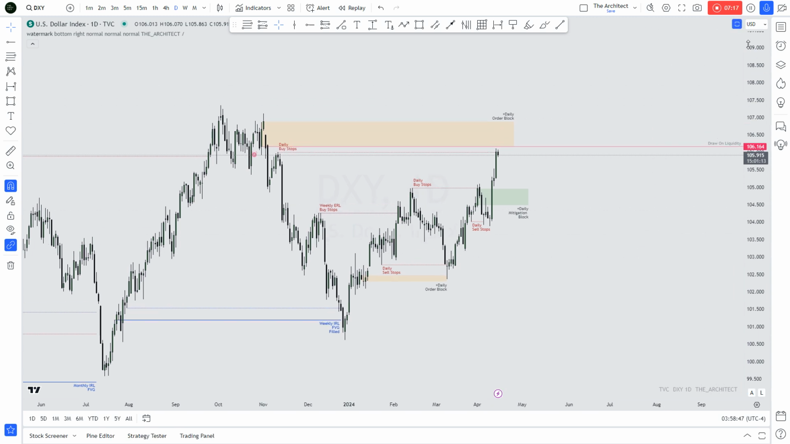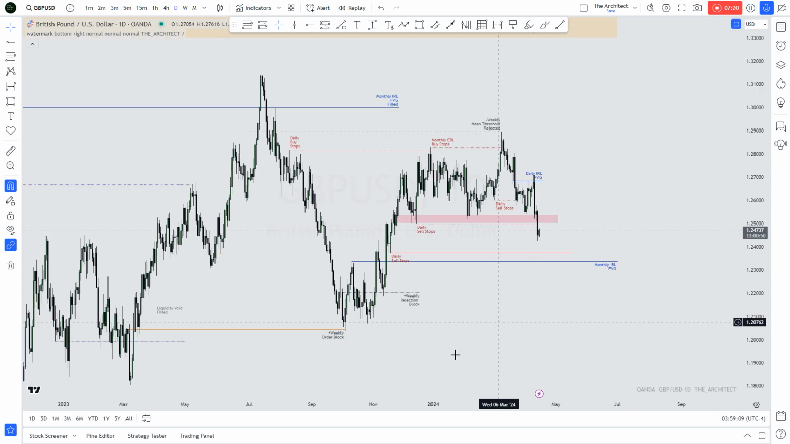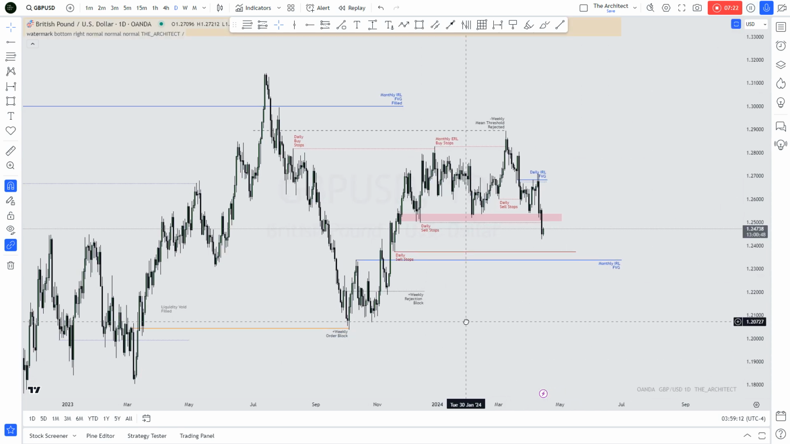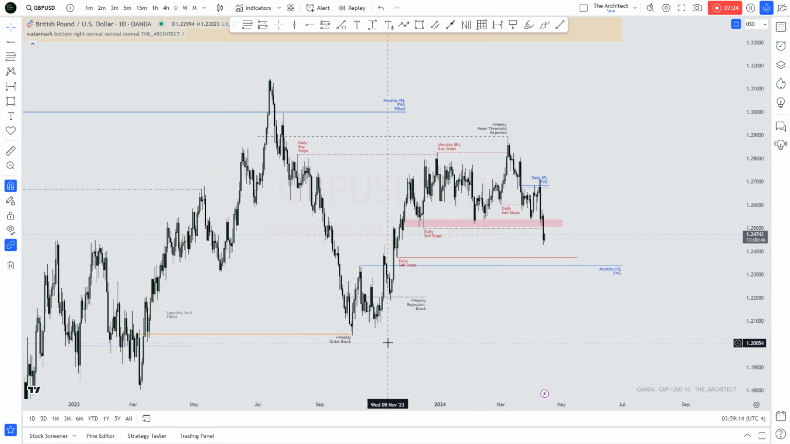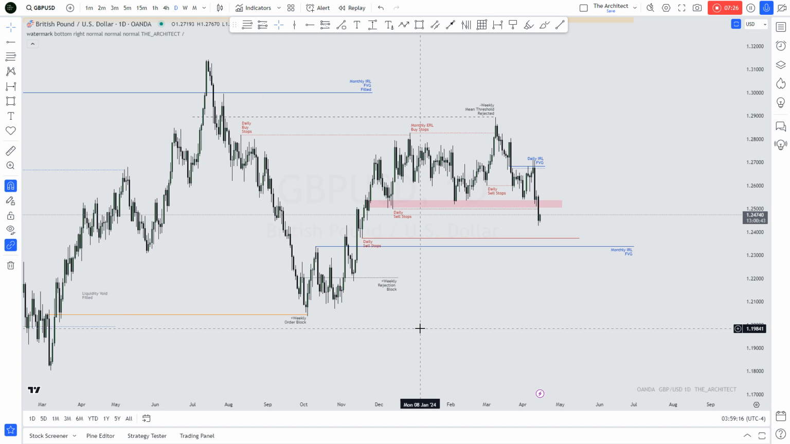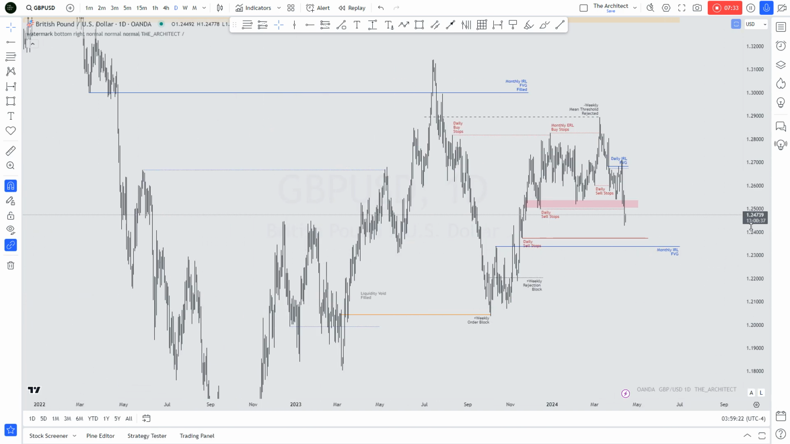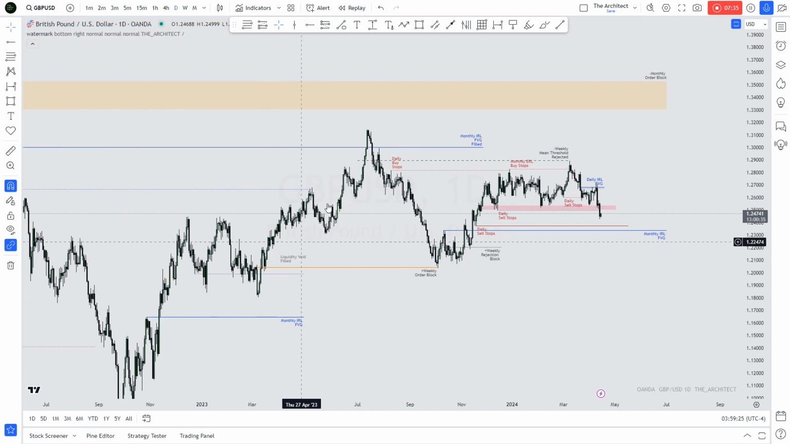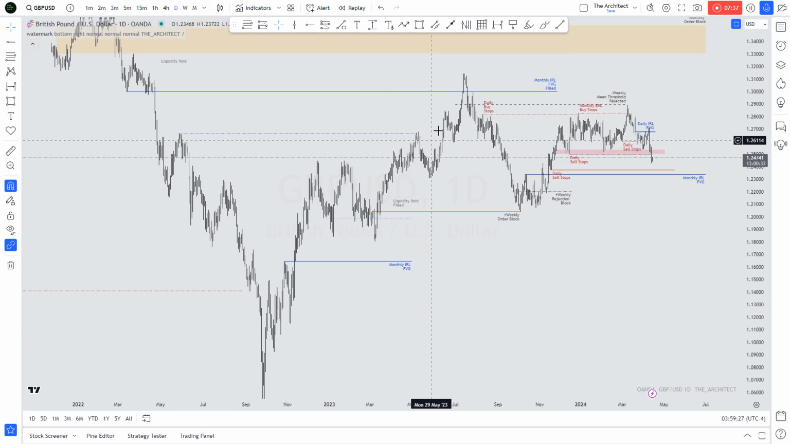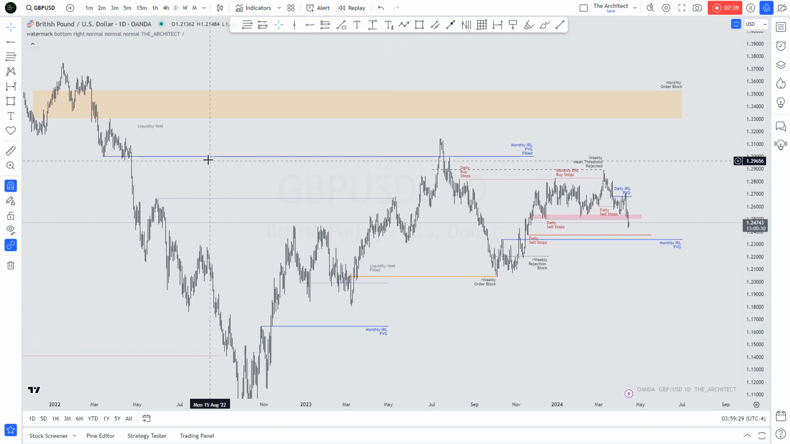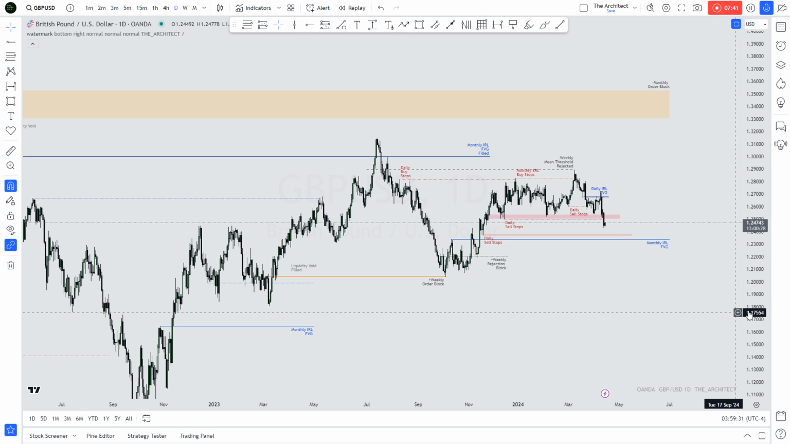But with that being said, let's get into GBPUSD. So on GBPUSD daily time frame, we can see that we had the daily time frame, right? For a long time, it was bullish, right? As the monthly was retracing into this monthly fair value gap over here.